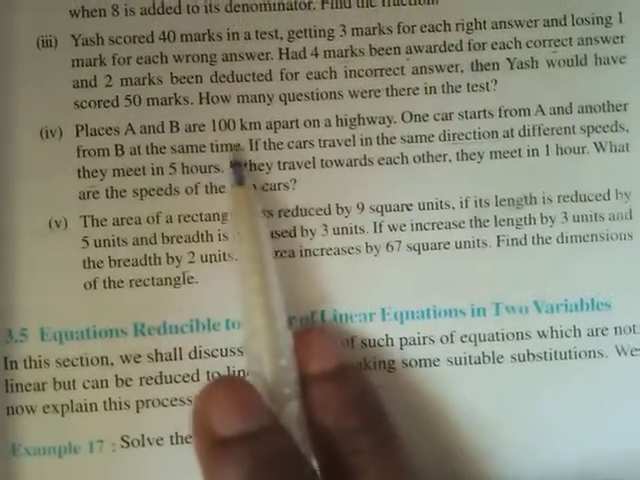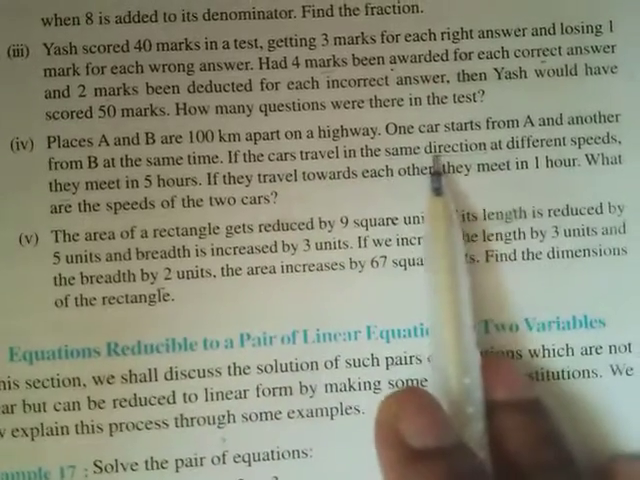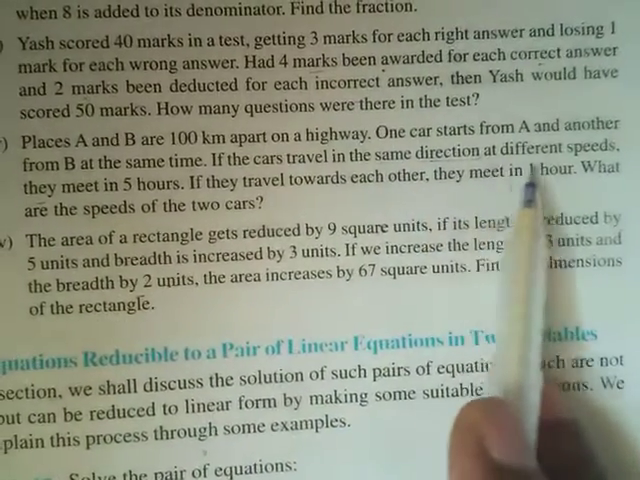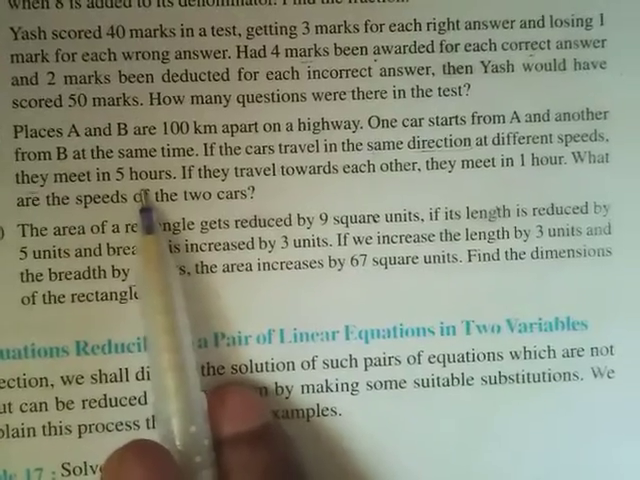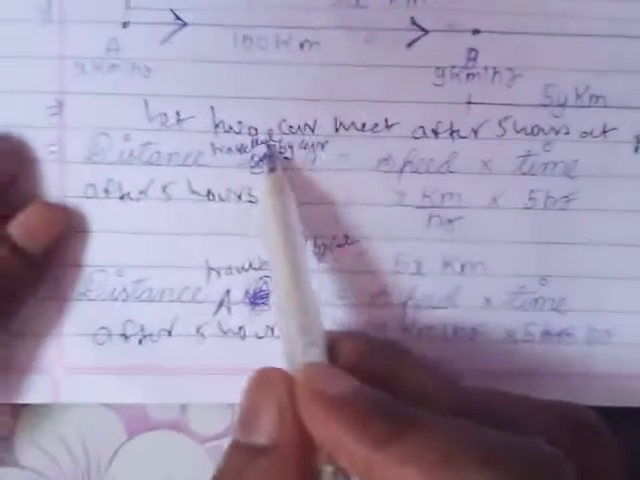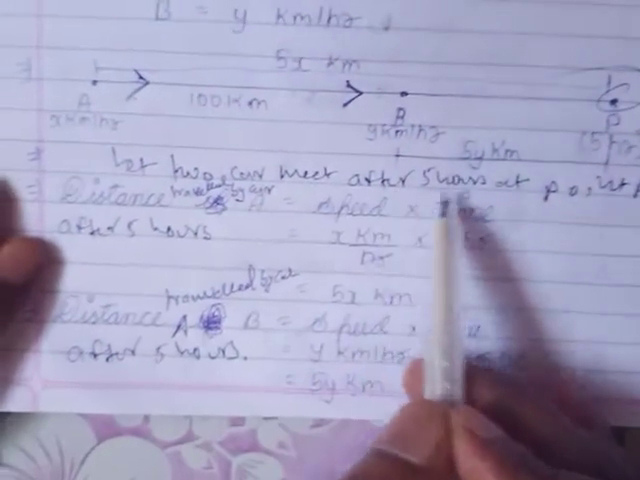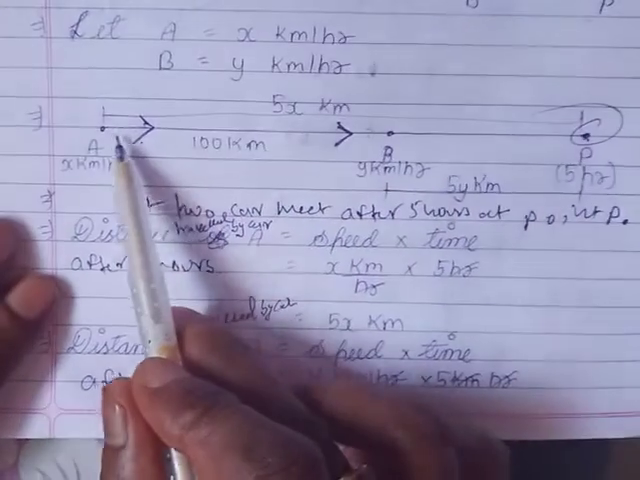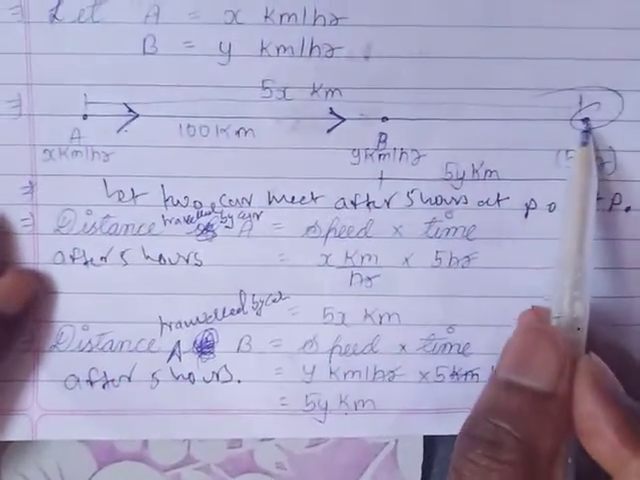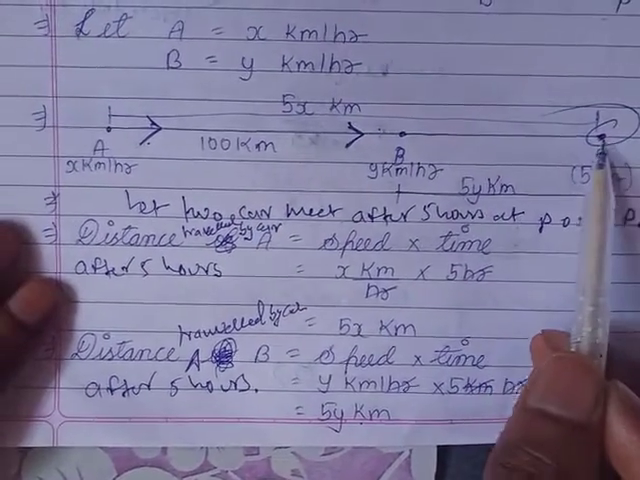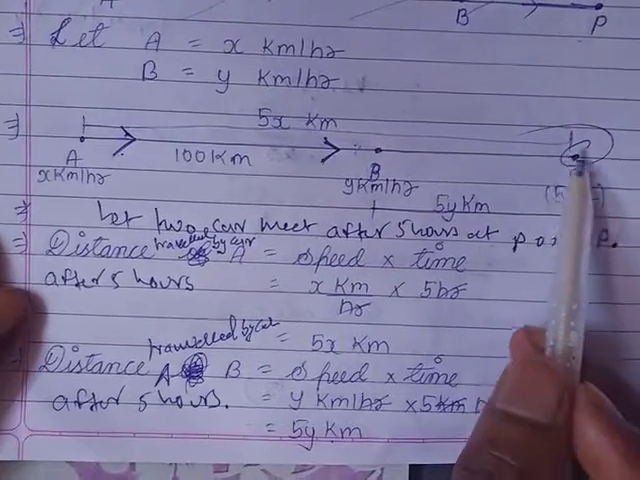Places A and B are 100 kilometers apart on a highway. One car starts from A and another car from B at the same time. If the cars travel in the same direction at different speeds, they meet in 5 hours. First part, you understand. Suppose the two cars meet after 5 hours at point P. The car from A travels from A to P and the car from B travels from B to P, and they both meet at P.